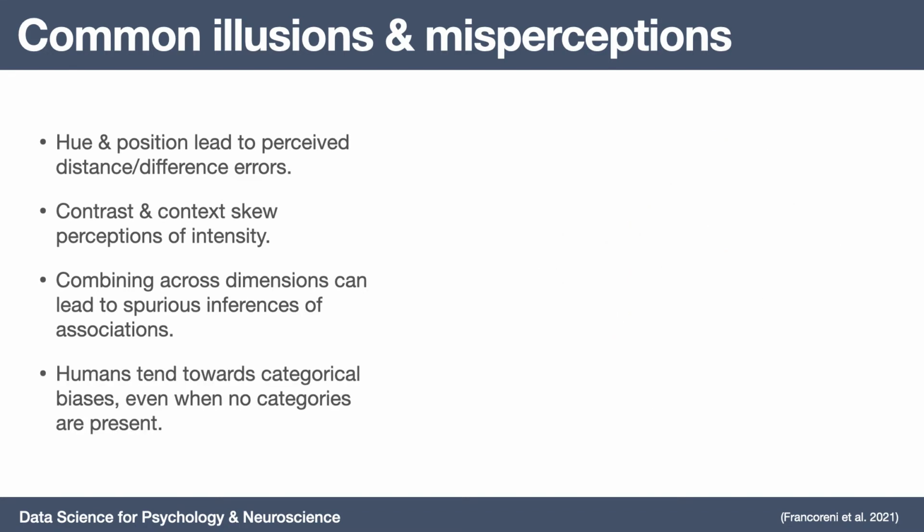Finally, humans tend towards categorical biases, even when no categories are present. For a host of reasons, our brains try to force visual information into categories. Think about a rainbow. When you see a rainbow in the sky, you see a discrete set of colors. But a rainbow is not made of discrete sets of colors. It's a continuum of color. But our brain forces these fuzzy boundaries between colors so that we discretize the rainbow, and it looks like it's a discrete set of colors.